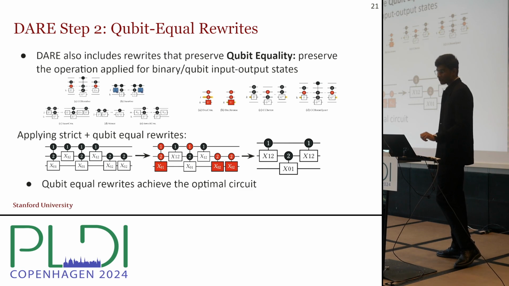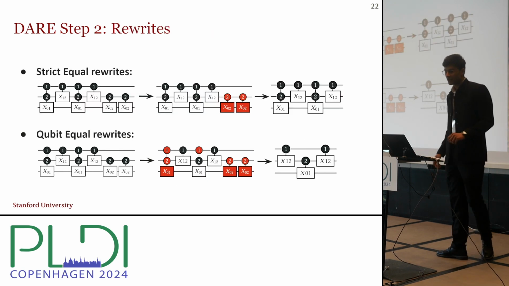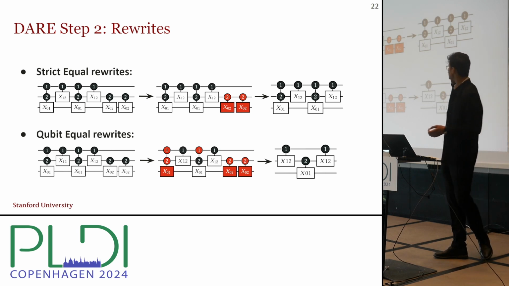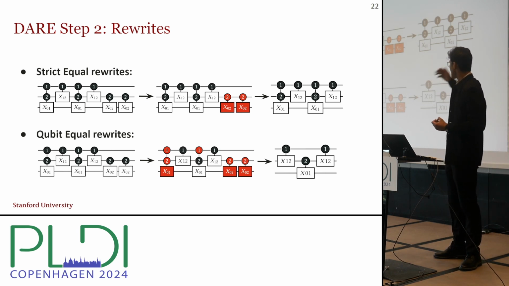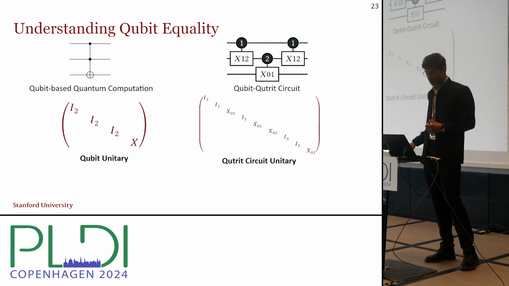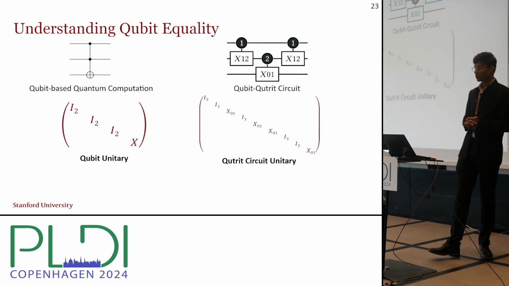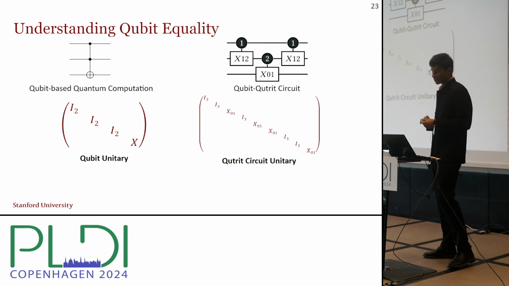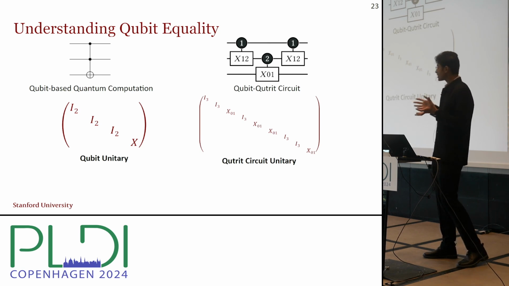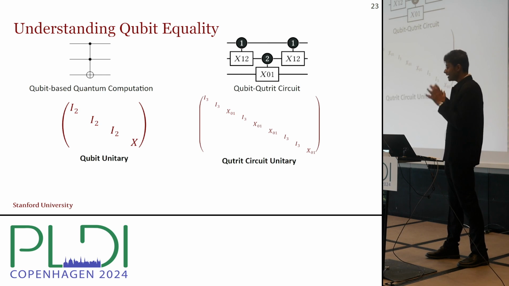We call this equality property qubit equality. Here's the comparison of the final circuit from using only strictly equal rewrites and qubit equal rewrites. So let's try and understand why qubit equality makes sense. Here's the unitary of the qubit circuit and the qubit qutrit circuit. The qubit qutrit circuit uses the 2-state only temporarily.